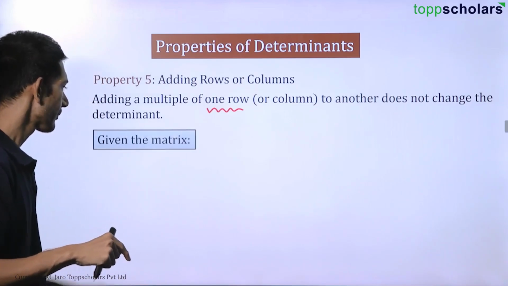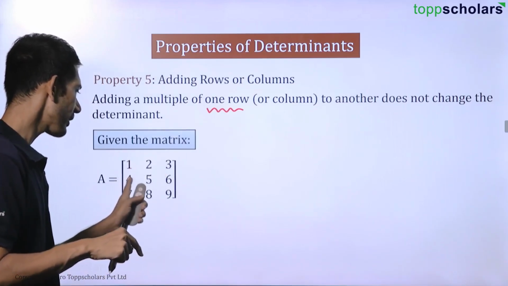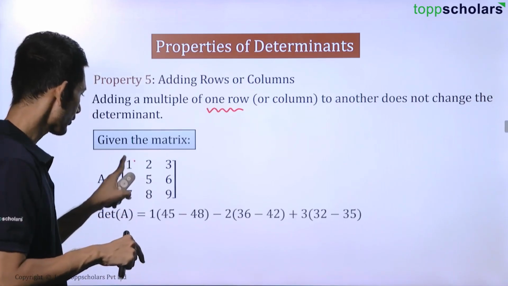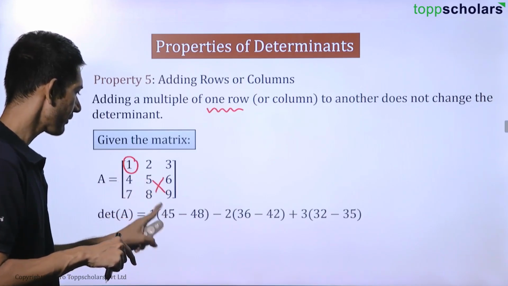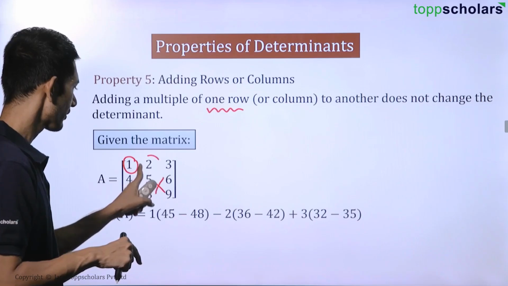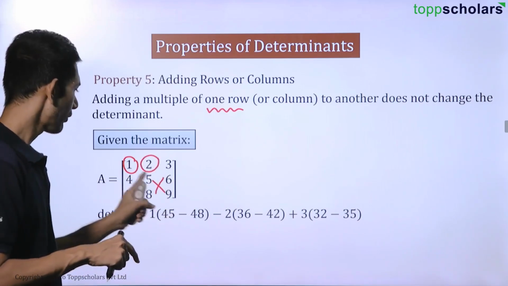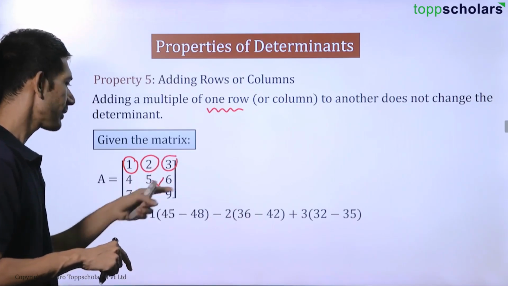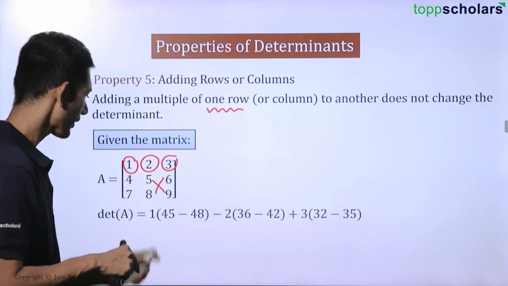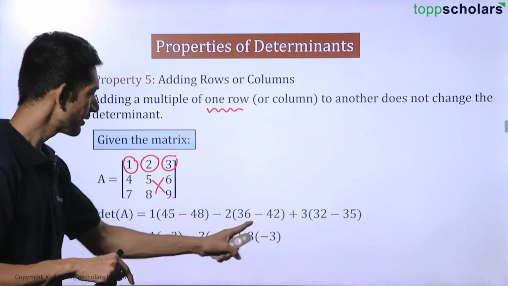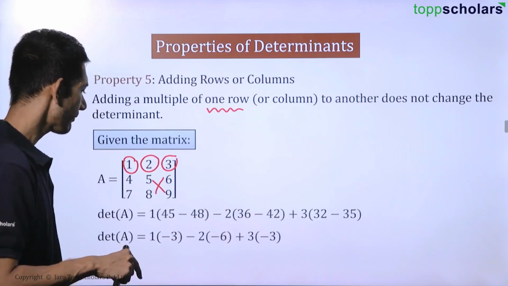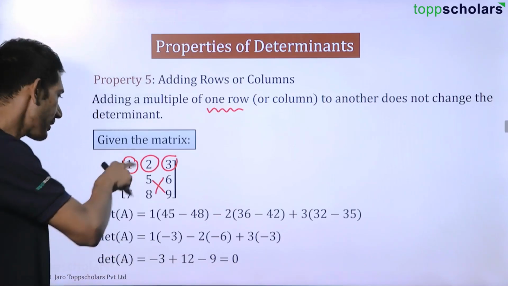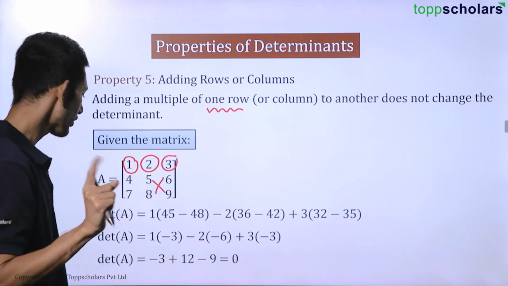For example, we have a matrix 1, 2, 3, 4, 5, 6, 7, 8, 9. Now, let us find out the determinant first. So, this is 1 times (5 times 9 is 45, minus 6 times 8 is 48), minus 2 times (4 times 9, minus 6 times 7), then plus 3 times (4 times 8, minus 5 times 7). Further, if you solve this, you get minus 3, minus 6, minus 9. And finally, you get minus 3 plus 12 minus 9, which is equal to 0. So the determinant of this is 0. I hope this part is clear.